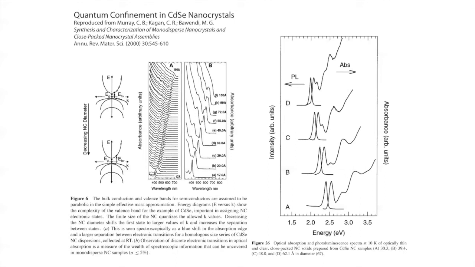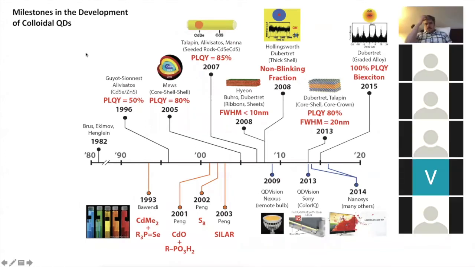The change in energy, the position of the fluorescence or photoluminescence peaks relative to the absorption spectrum, should all be relatively straightforward now. Okay, so I want to change gears a little bit and start talking about what I would call more modern quantum dots.